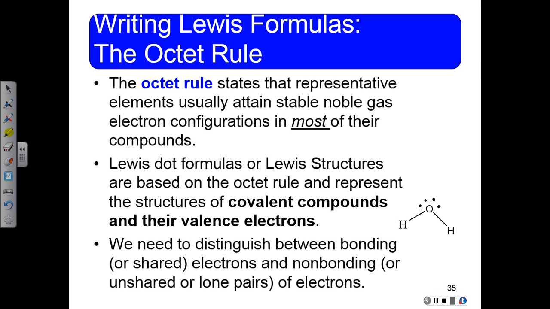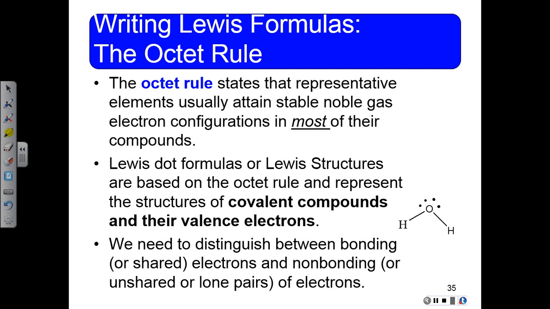The first rule, and I've mentioned this vaguely, is the octet rule. This states that our representative elements, which means our group A elements, we all know where those are, want to have a noble gas configuration. Everybody in here has heard that, right? But this means that all atoms besides hydrogen are going to want to have how many electrons, do you think? If it's the octet rule. 8. Yeah, they're going to want to have 8 electrons around them to be stable.